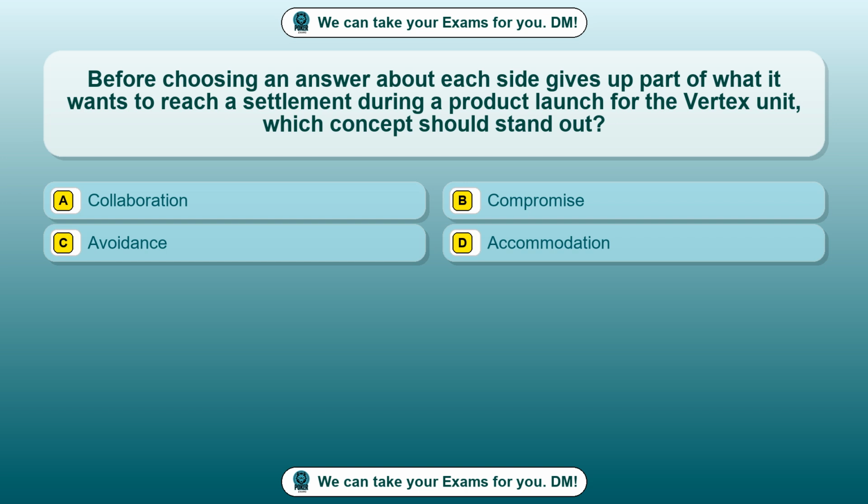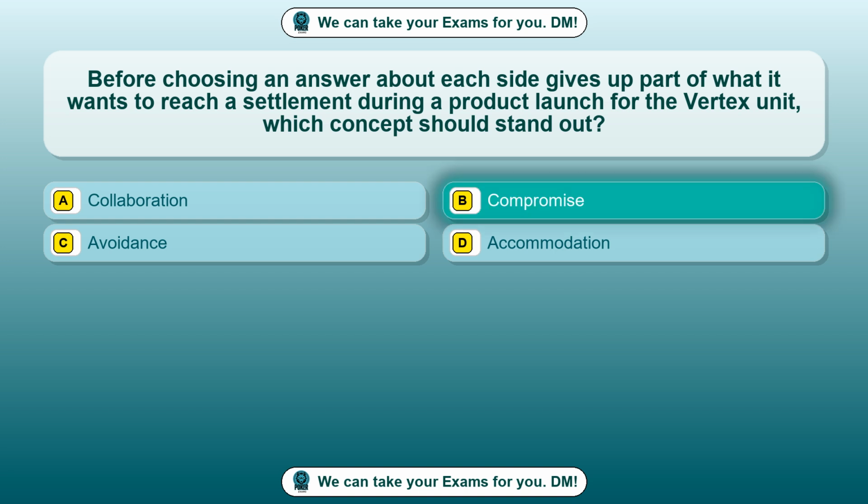Question 20. Before choosing an answer about each side gives up part of what it wants to reach a settlement during a product launch for the Vertex unit, which concept should stand out? Option A, collaboration. Option B, compromise. Option C, avoidance. Option D, accommodation. The correct answer is option B, compromise.